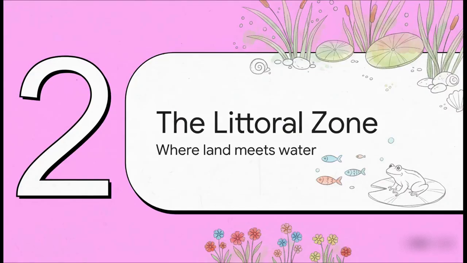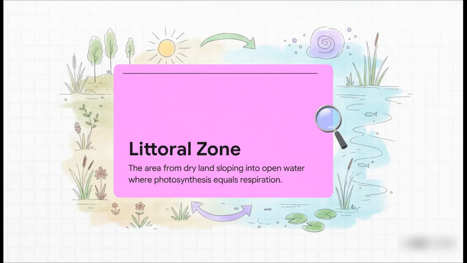Okay, our descent begins right in the shallows, the vibrant area you're probably most familiar with. This is the littoral zone, and you can think of it as the bustling coastline of the lake world. Okay, so formally, the littoral zone is the area from the dry shore that slopes down into the water. But what's really amazing about it is its key characteristic. It's this incredible zone of equilibrium. It's like a perfectly balanced energy budget for the lake. Everything the plants produce through photosynthesis is almost perfectly matched by what all the local creatures use just by breathing.